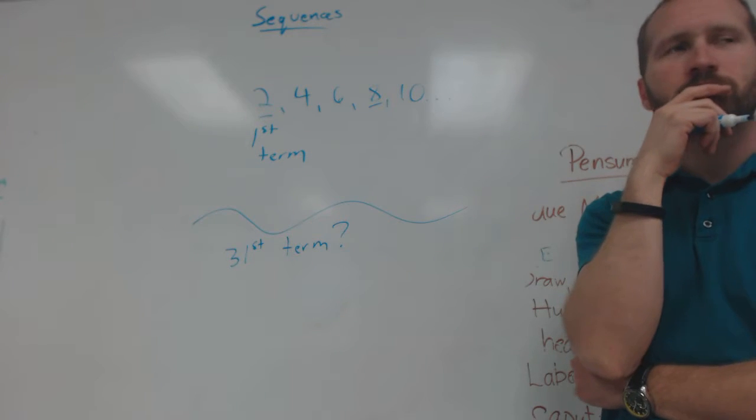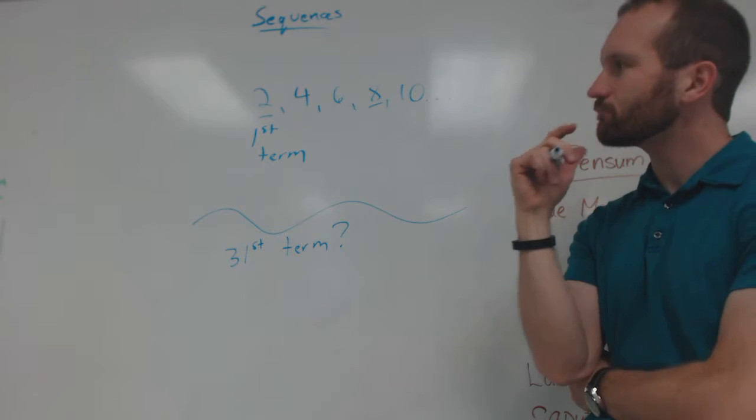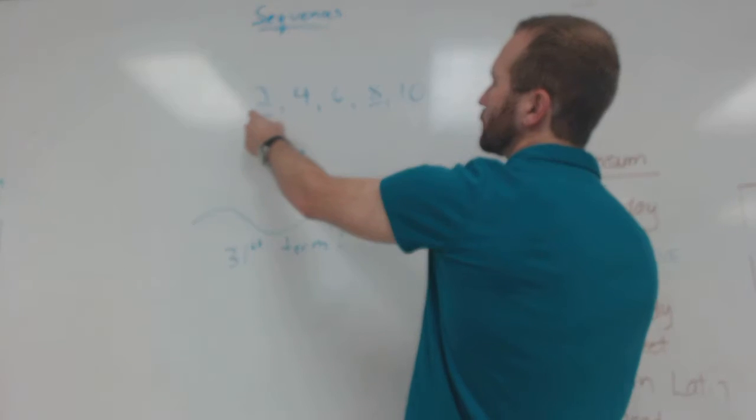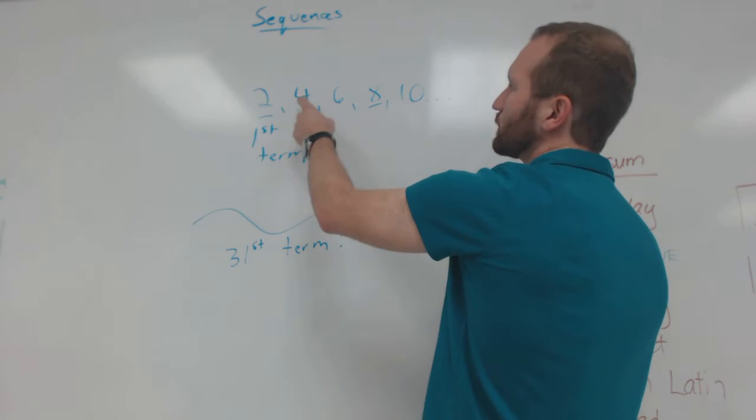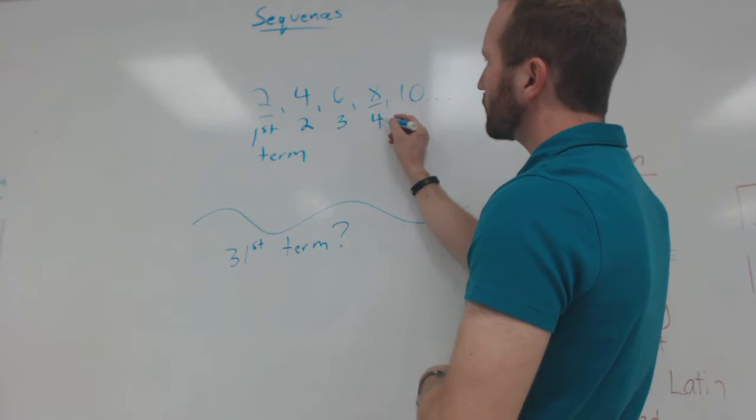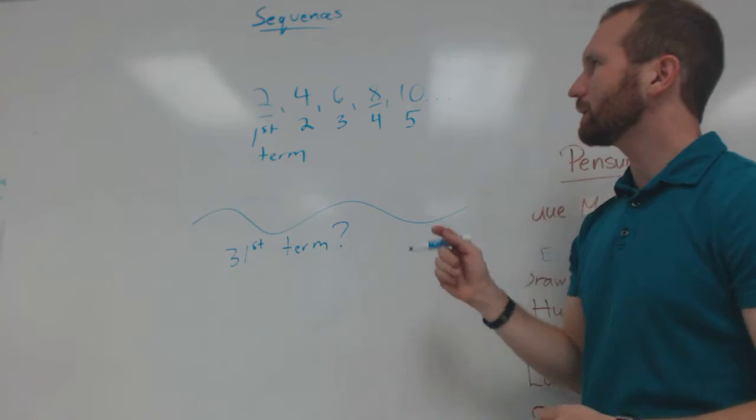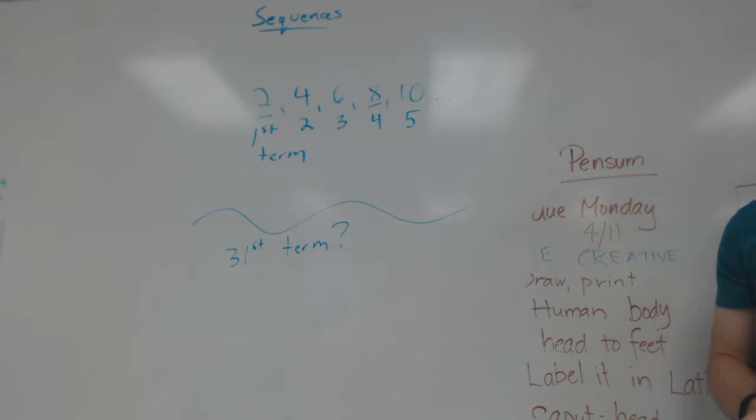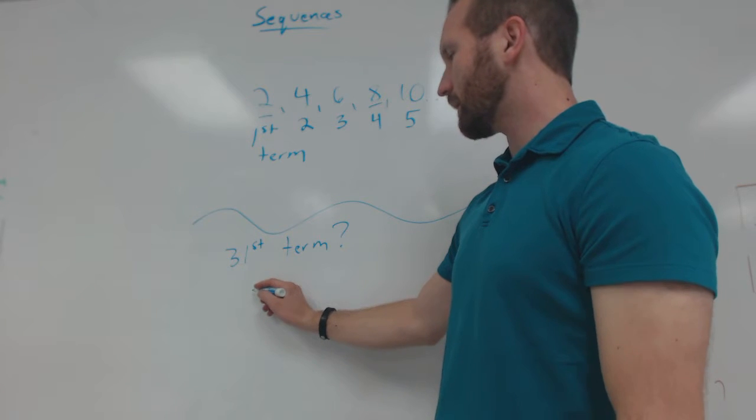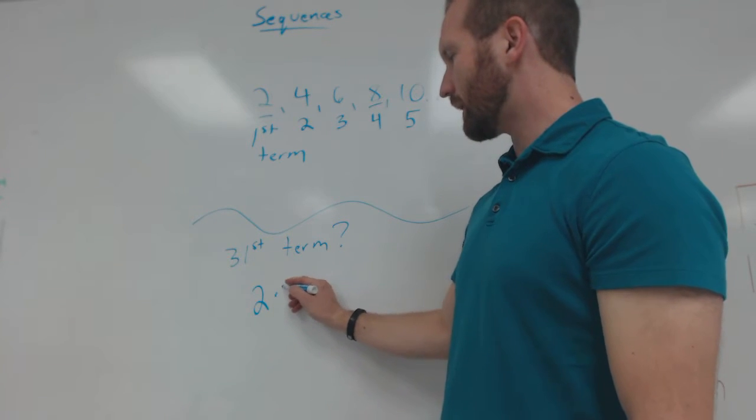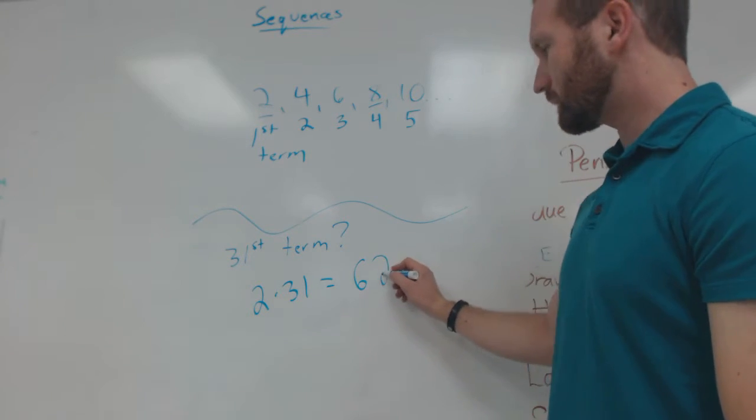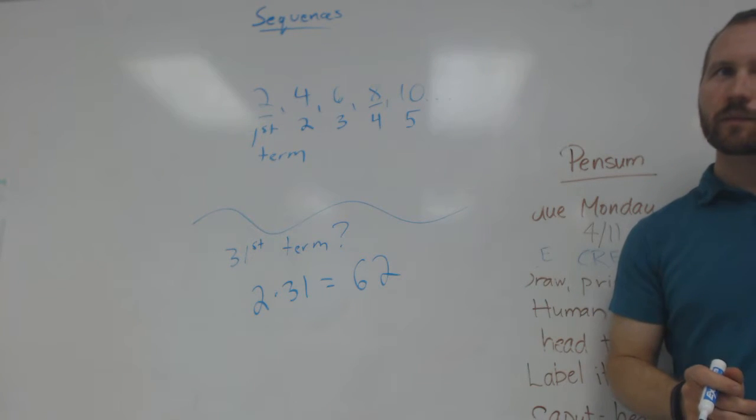Yeah. Multiply 31 by 2. Right? Here's my first term, it's 2. My second term is 4. My third term is 6. My fourth term is 8. My fifth term is 10. So my 31st term is just going to be 2 times 31, which is 62. Right?